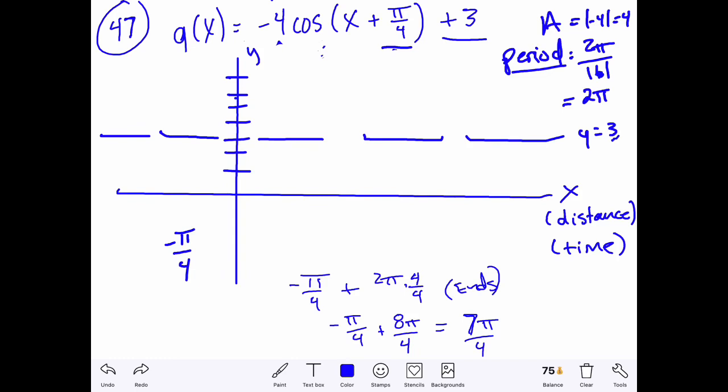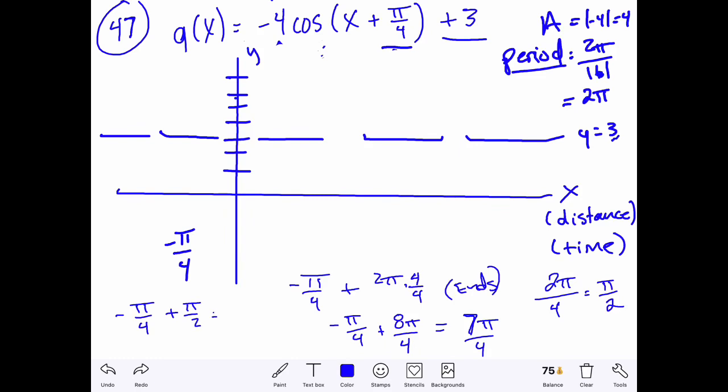Okay, but now more importantly, I have to take my period and do what? Well, divide it in 4 parts. So let's go ahead and do that. 2 pi divided by 4. Well, that gives me pi halves. So that's how much I'm going to add to my starting location each time. Okay, so negative pi fourths is again where I start, plus pi halves.